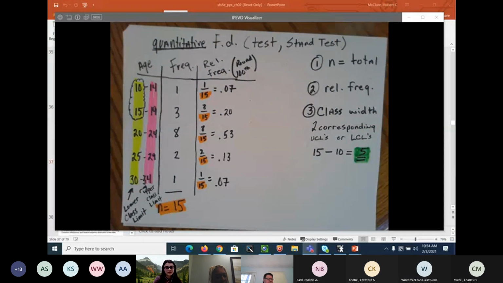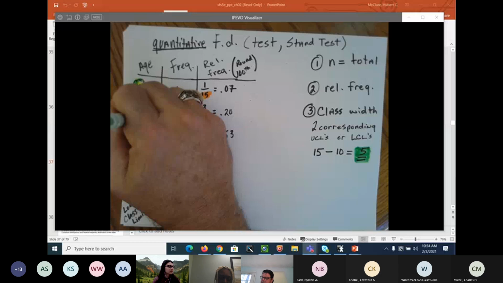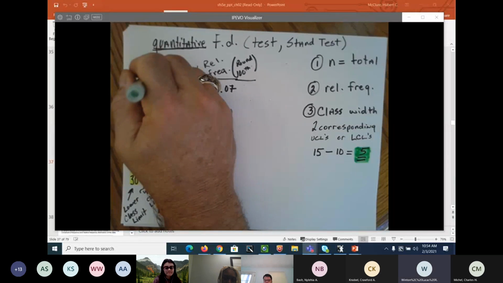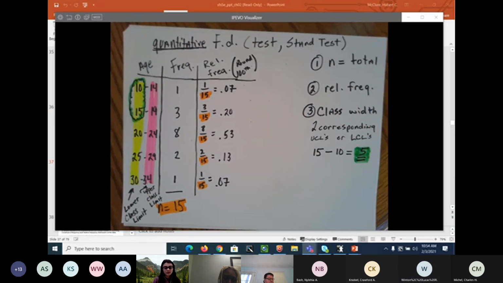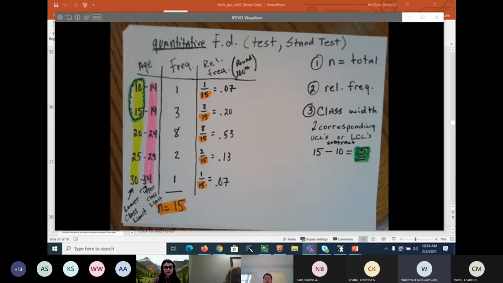I always pick these two, so I'm going to take my highlighter and highlight that in green. And I'm going to put right here, always subtract. Okay? You always subtract. And there's no negative class width, so it's always going to be positive. All right, so that's number 3.